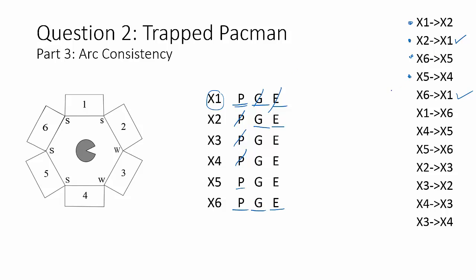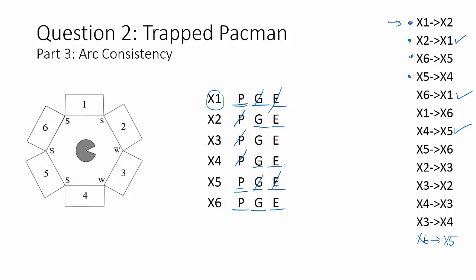Next is x5 to x4. The domain of x5 is p, g, and e, and the domain of x4 is g and e. This is exactly identical to when we enforced arc x1 to x2, so we're going to end up losing g and e from x5's domain. At this point, we have to re-add all arcs pointing to x5, which are x4 to x5 and x6 to x5. x4 to x5 is already on the queue, so we can skip that. But x6 to x5 isn't, so we need to re-add it back, which I'll do down here.